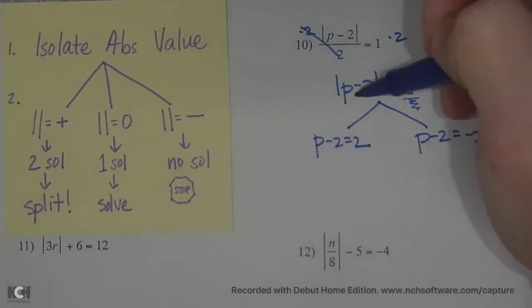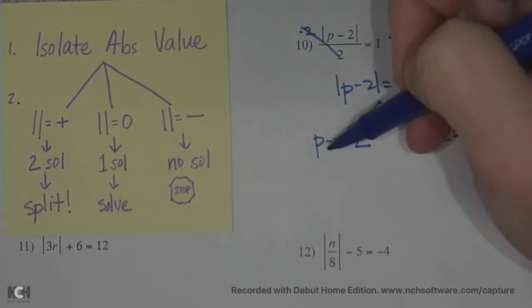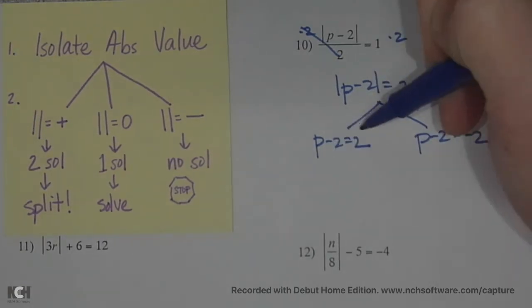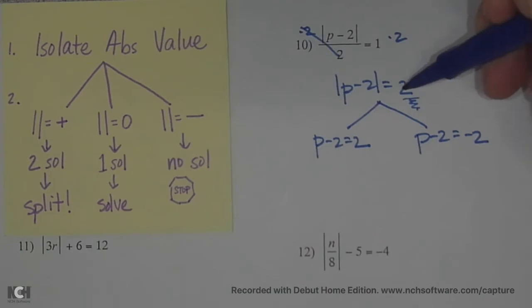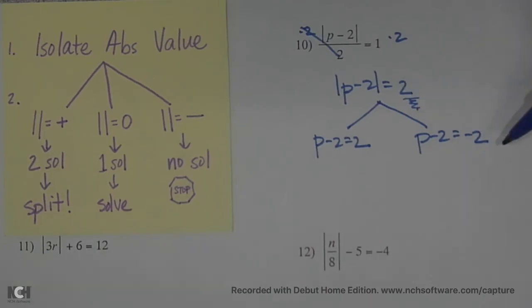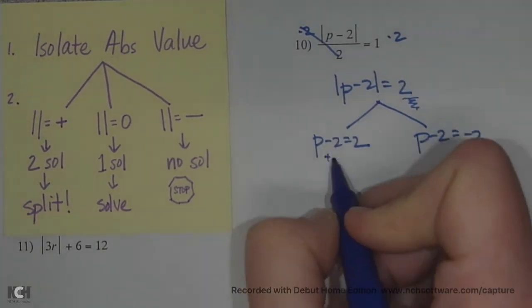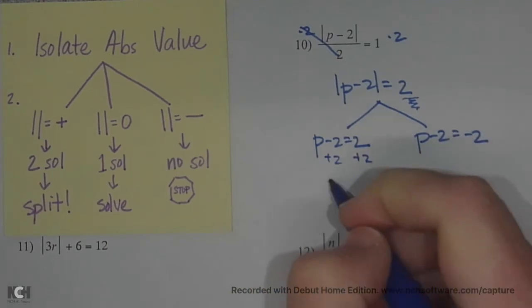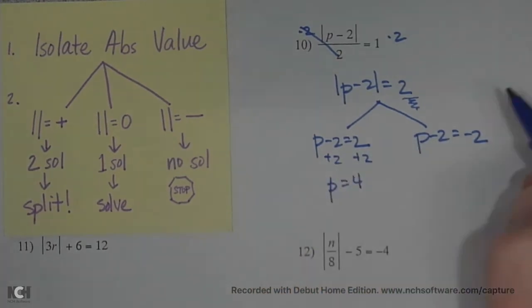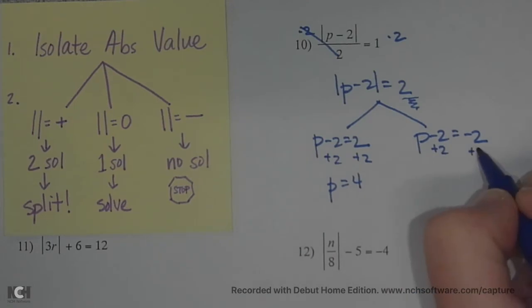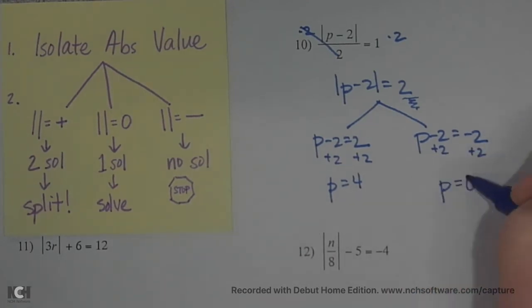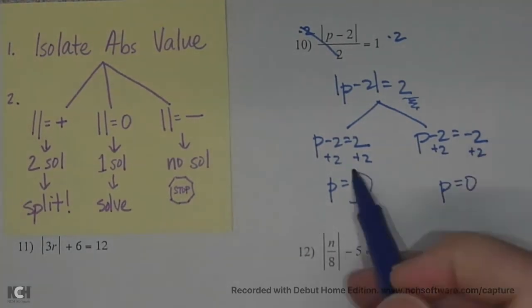So you're just taking what was inside here, and on one side you're setting it equal to 2, and on the other side you're setting it equal to a negative version of that number, so negative 2. From here we have to solve. Let's add 2 to both sides, and you get p equals 4. Over here you still add 2 to both sides, and you get p equals 0. So those are your 2 solutions, 4 and 0.